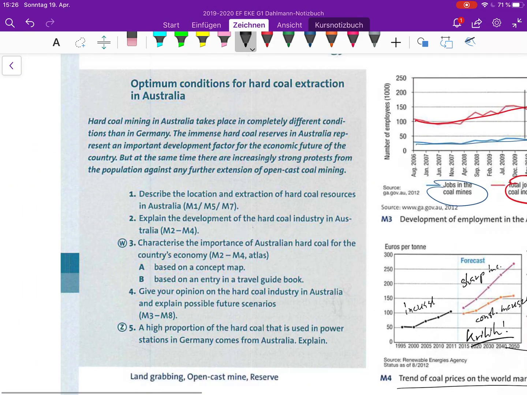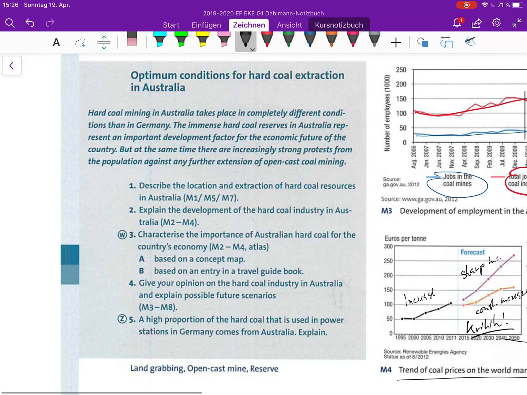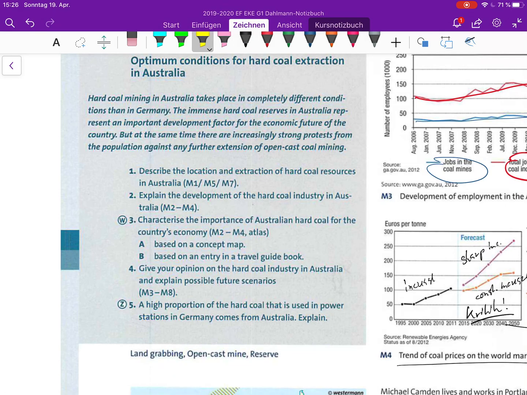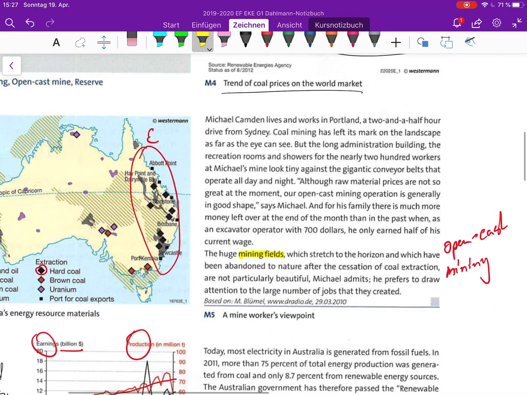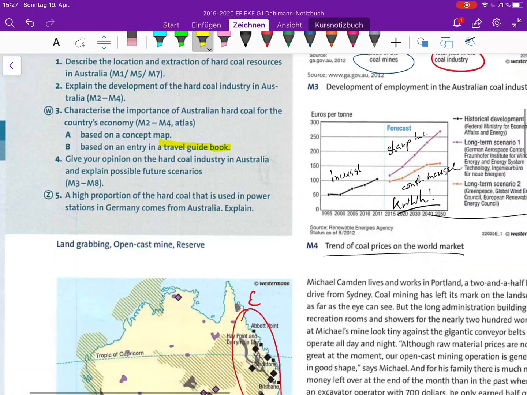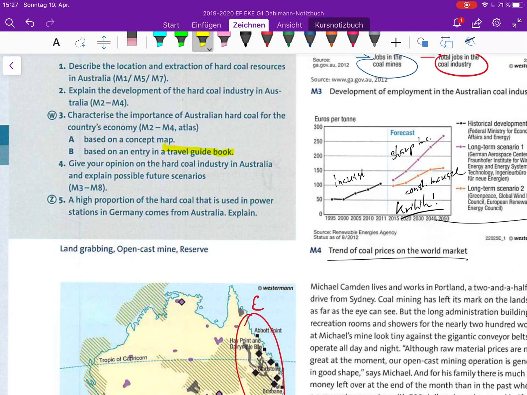Exercise 3b. Characterize the importance of Australian hard coal for the country's economy based on an entry in a travel guidebook. So write a travel guidebook, using M2 and M4. So the importance of Australian hard coal for the country's economy.